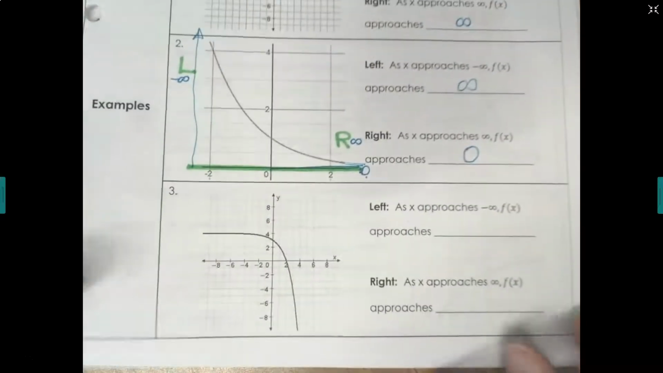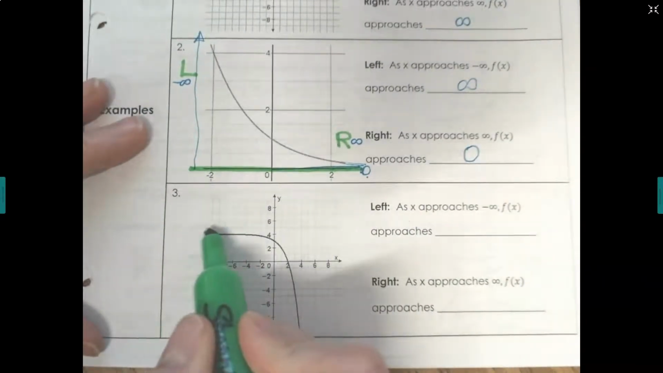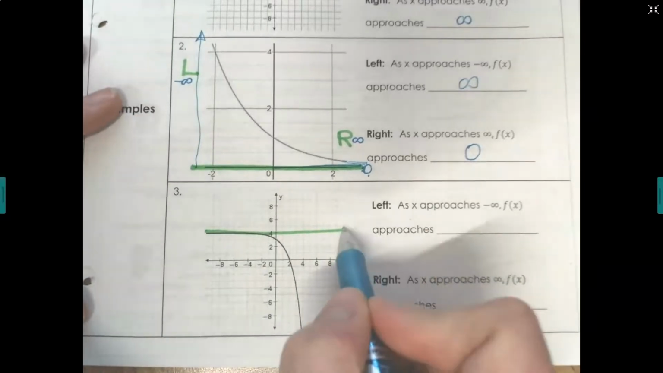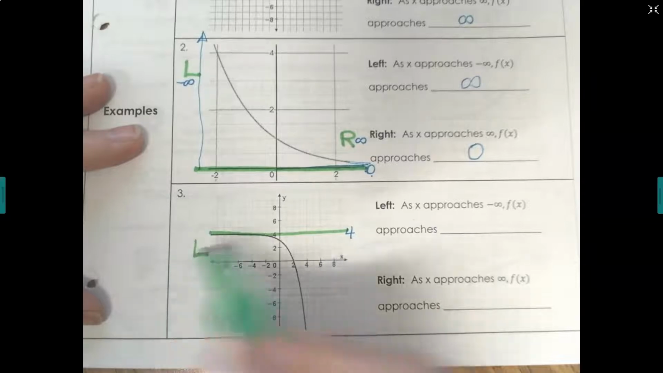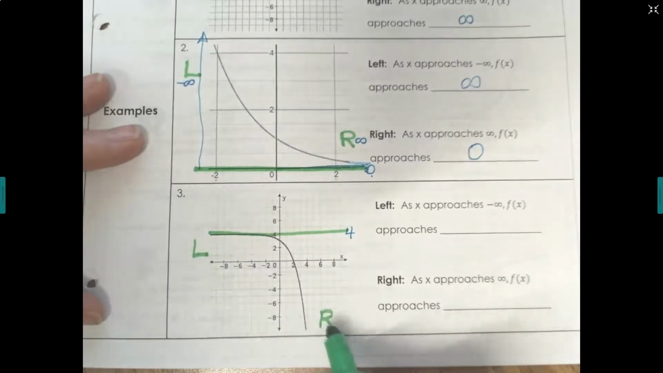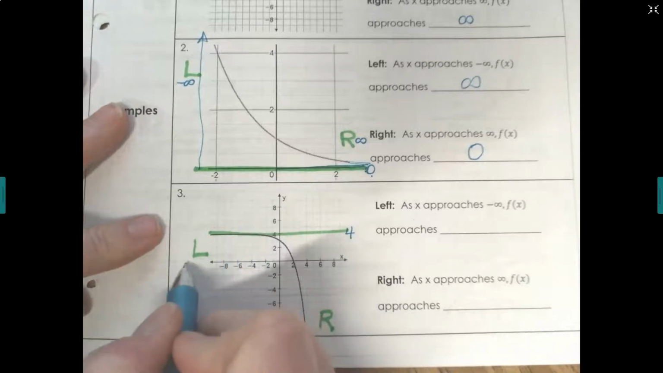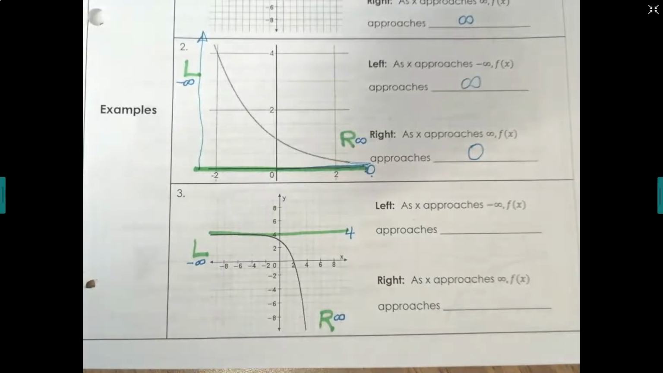One last one. So my asymptote is here at 4. So I know my number. This is the left-hand side of the graph. This is the right-hand side of the graph. The left-hand side of the graph is where your x values are negative infinity. The right-hand side of the graph is where your x values are at positive infinity.